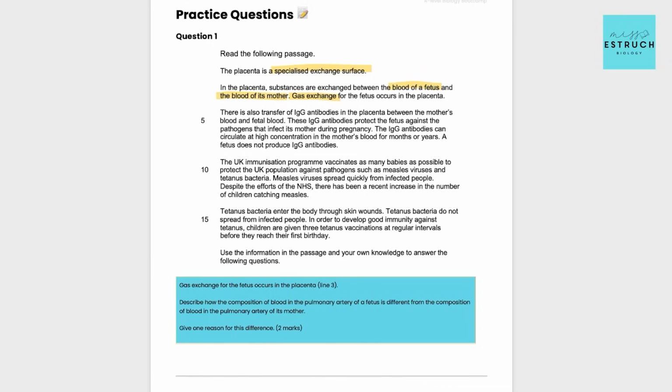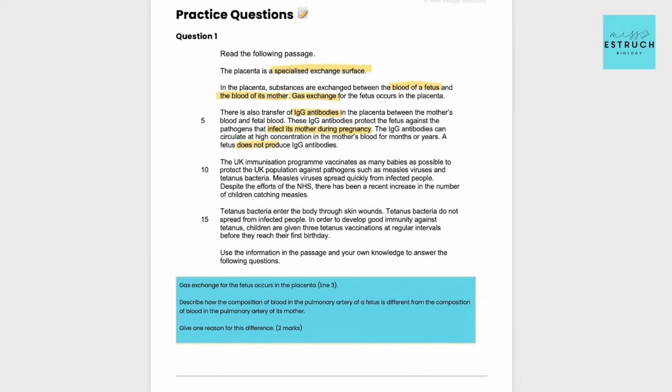So then we've got, there's also transfer of IgG antibodies in placenta between the mother's blood and the fetal blood. And these IgG antibodies protect the fetus against the pathogen that infects its mother during pregnancy. So the fact that we're getting antibodies being passed through, not necessarily, in fact, it doesn't say you get the memory B cells or the plasma cells. I'd then probably add that this is an example of passive immunity, and the IgG antibodies can circulate at high concentration in the mother's blood for months or years. A fetus does not produce those antibodies.